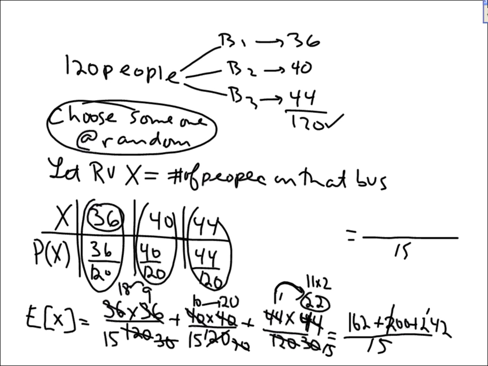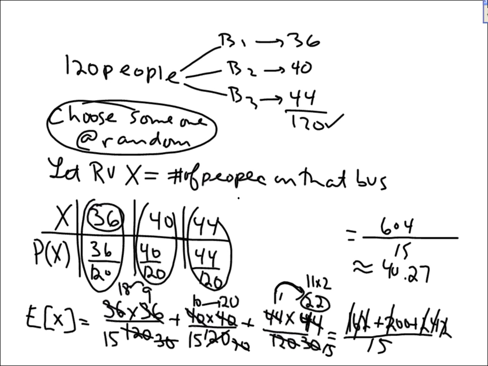You have 200, 400, 500, and 60 and 40 is another 100. That's 604. 604 divided by 15, which, quick check on my calculator, gives me approximately 40.27. The expected value of the number of people on the bus associated with the randomly picked person is 40.27.